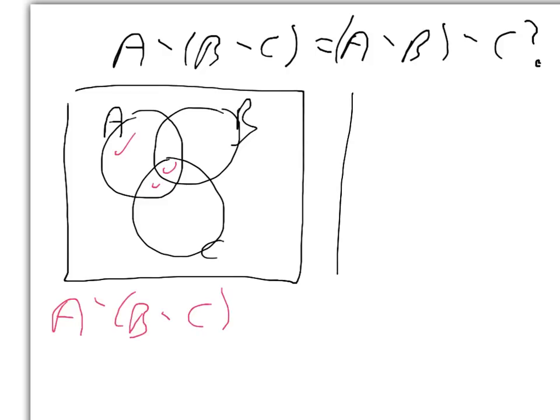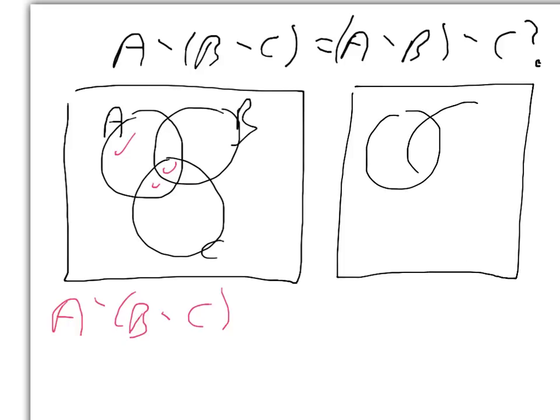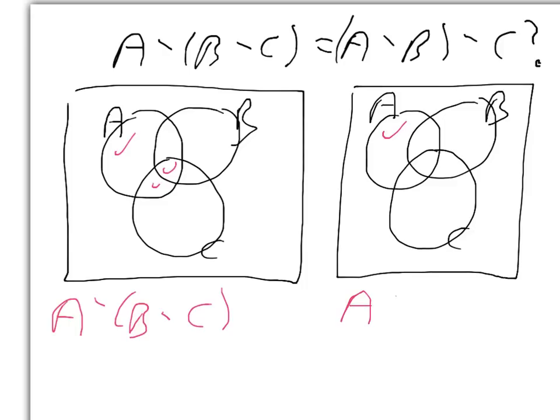What about the other one, (A minus B) minus C? So A minus B is the part of A that doesn't include any of B. So that's these two here. And from that, we have to take away C, and that means we don't get to draw this part. And so it just consists of this part here. Okay, so that's (A minus B) minus C.